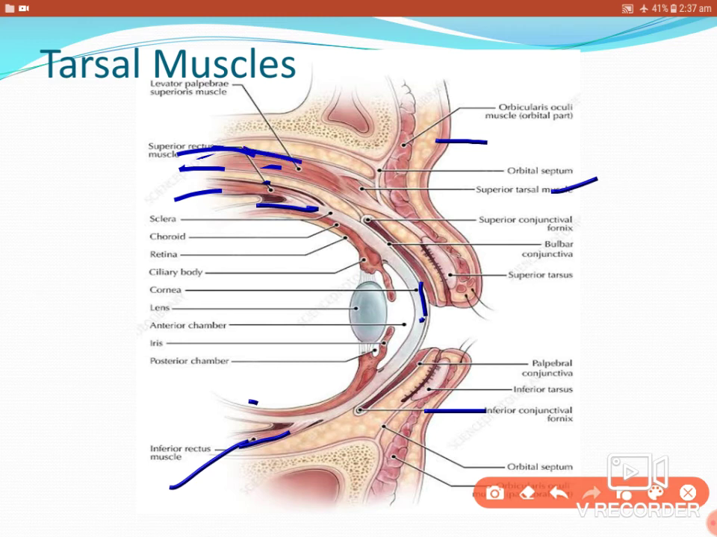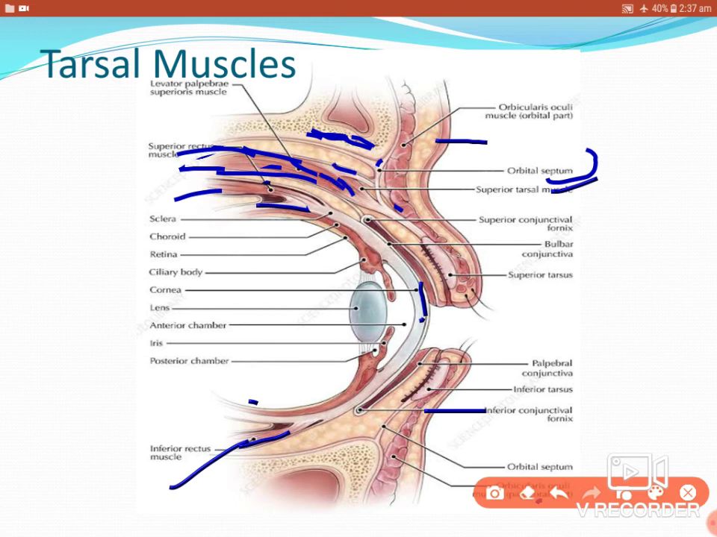Then see this levator palpebrae superioris, it divides into three lamellae. This is the upper, intermediate and lower. This upper lamella is attached to the orbital septum. Orbital septum, that is the orbital fascia, which lines the inner bony part of the orbit, and it forms a septum here, that is the orbital septum. So this upper lamella is attached to the orbital septum.